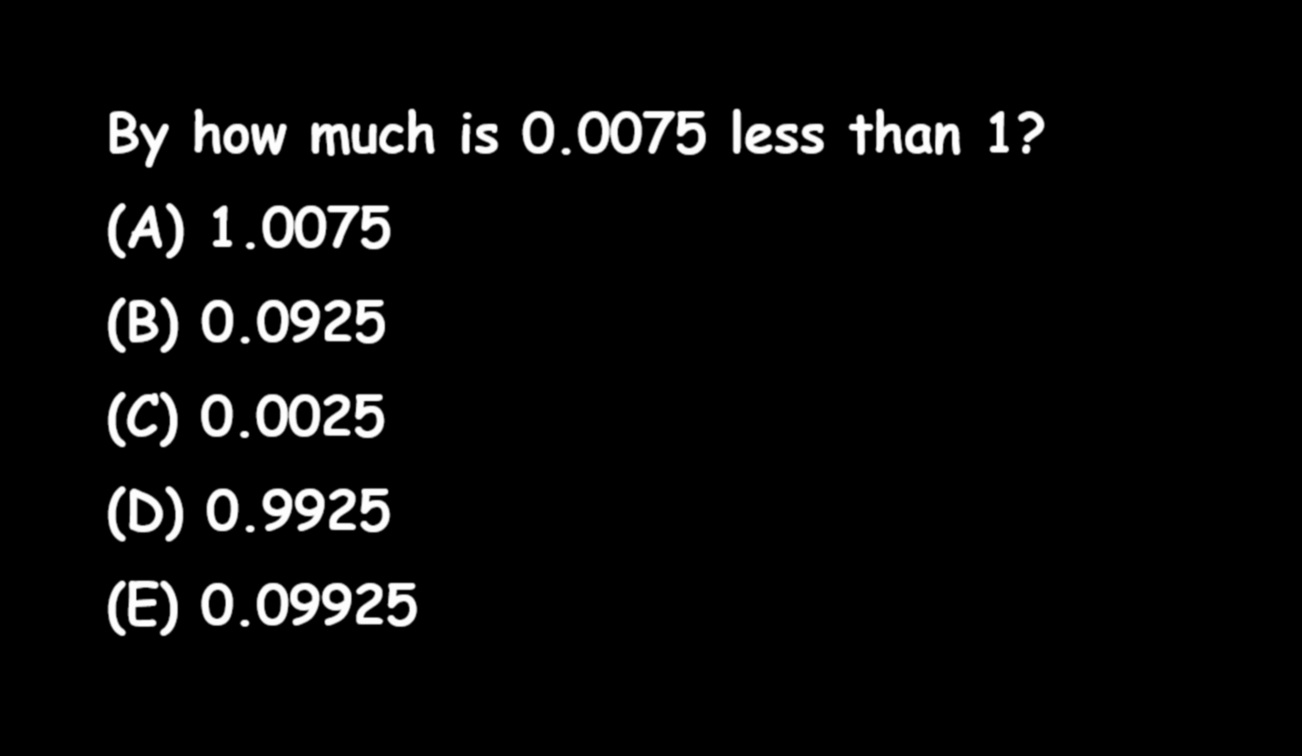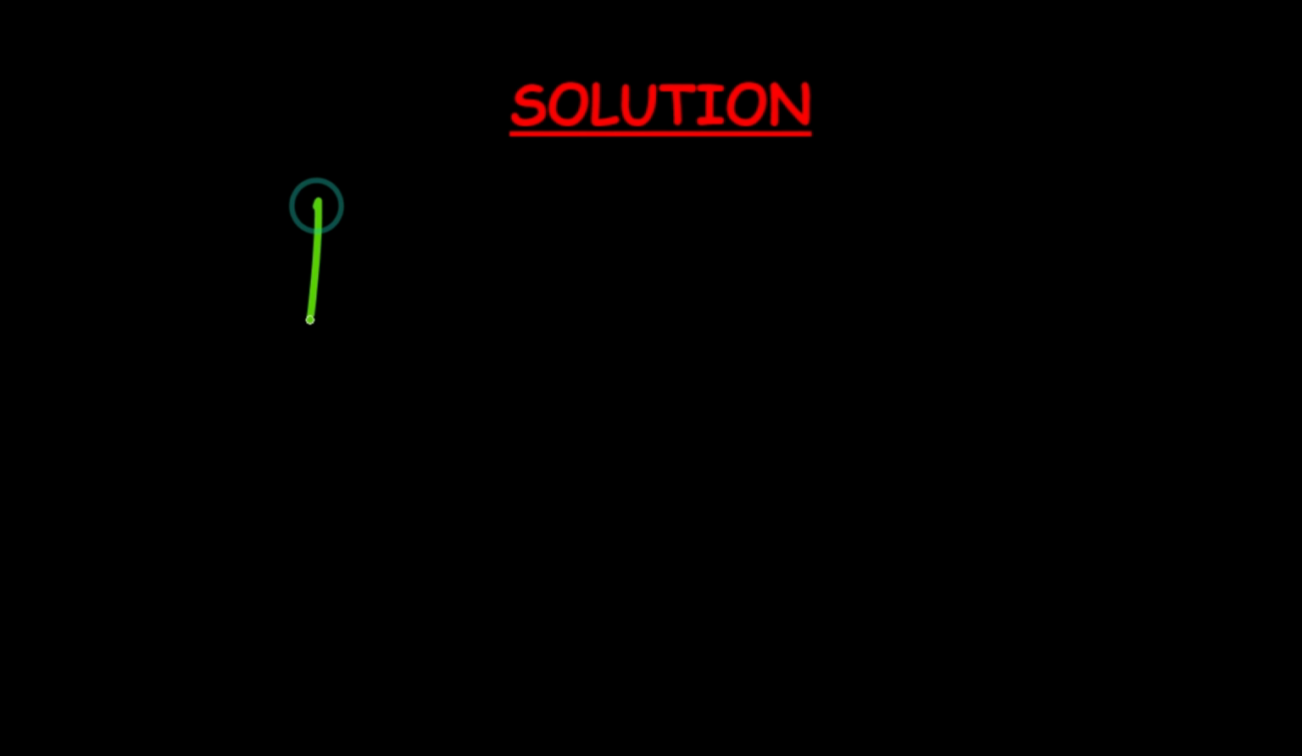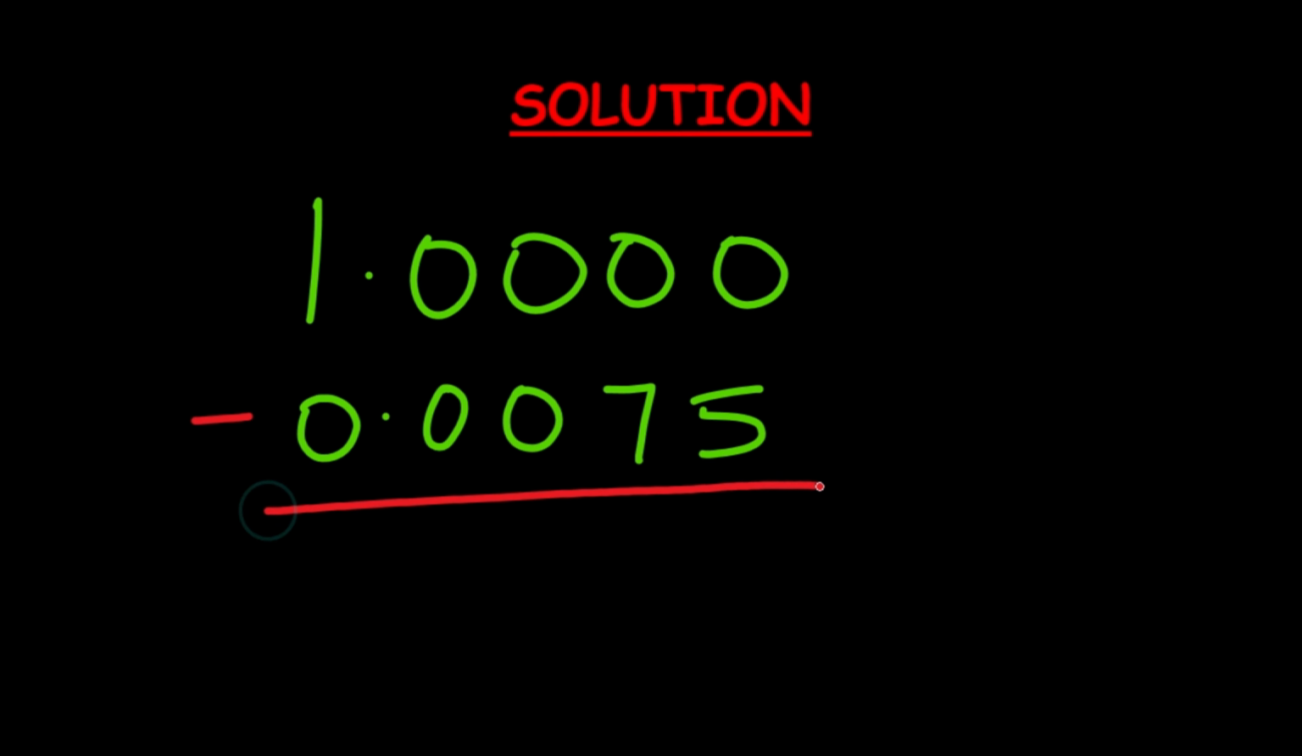By how much is 0.0075 less than 1? Solution. Subtract 0.0075 from 1.0000. Write down the numbers vertically, aligning the decimal points. Subtract starting from the right.